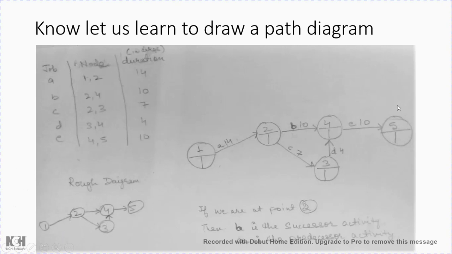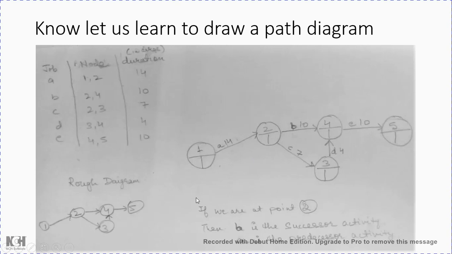Now this is the fair sketch. From 1, A begins, 14 days of duration, ending at 2. From 2 to 4, B, 10 days is the duration. From 2 to 3, C, 7; 3 to 4, D; and E from 4 to 5. This is the entire diagram, completed from the first event till the fifth.